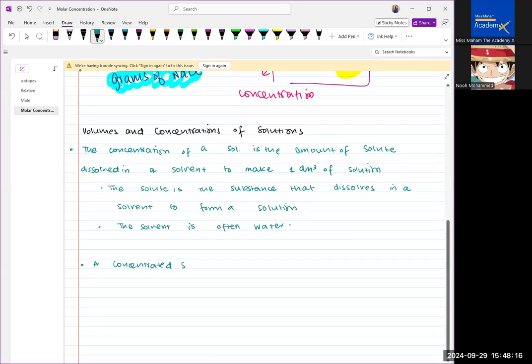Concentrated solution is a solution that has a high concentration of solute, and the opposite of a concentrated solution is a dilute solution that has a low concentration of solute.